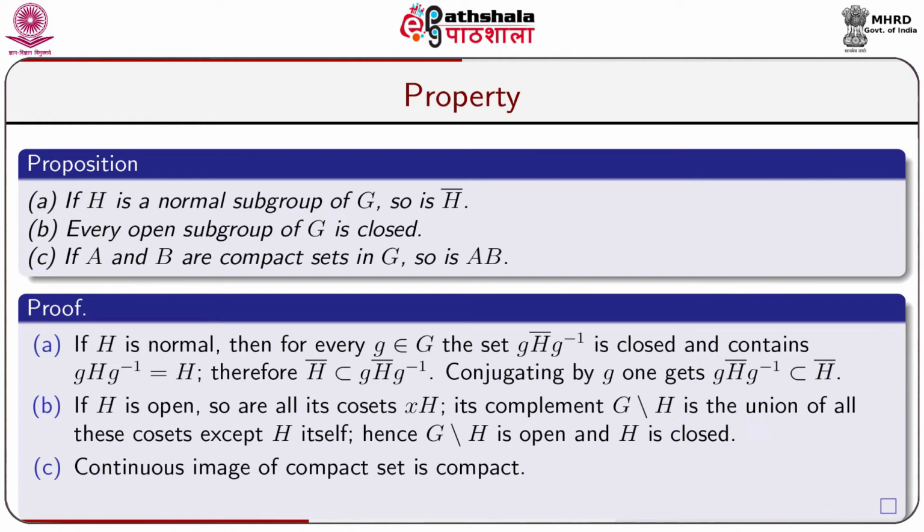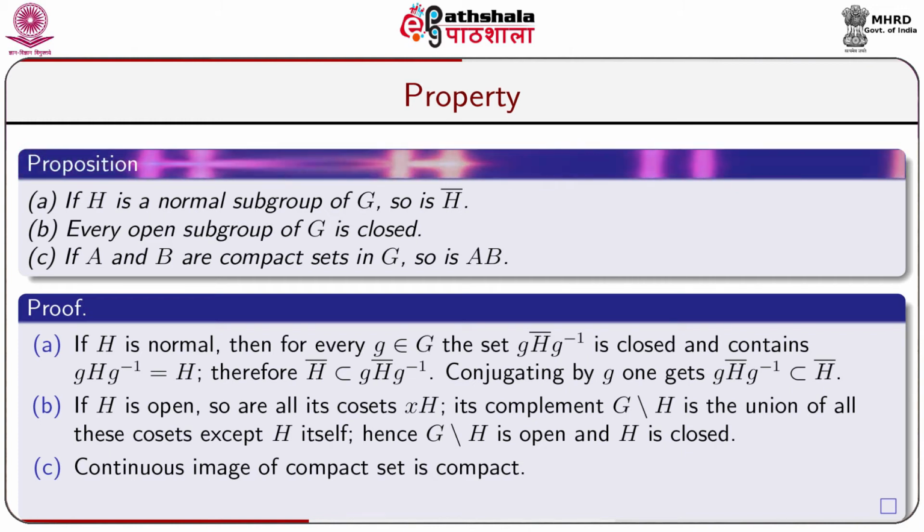The following results are also important in case of topological group. A: If H is a normal subgroup of G, then so is closure of H. B: Every open subgroup of G is closed. C: If A and B are compact subsets of G, then so is A product B. In fact, C follows as product is a continuous mapping in topological group.